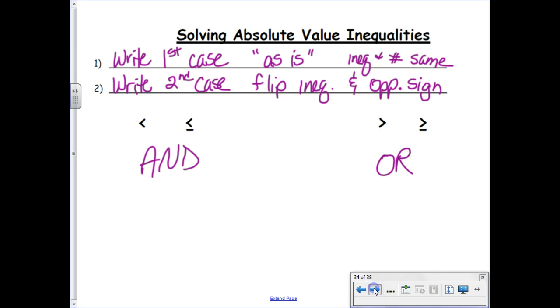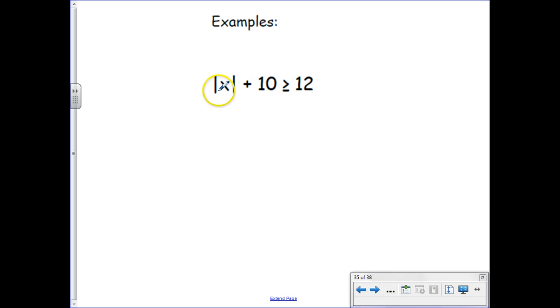All right, let's look at the three examples that I've got on your note sheet. Example number 1: absolute value of x plus 10 is greater than or equal to 12. Your first goal is to get the absolute value portion of your equation by itself.